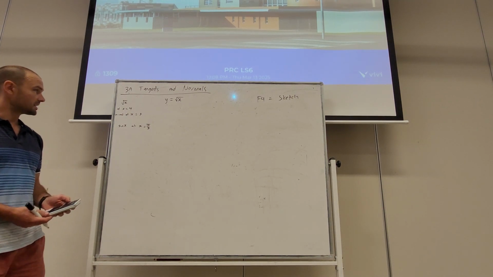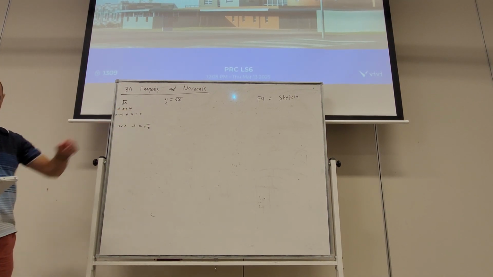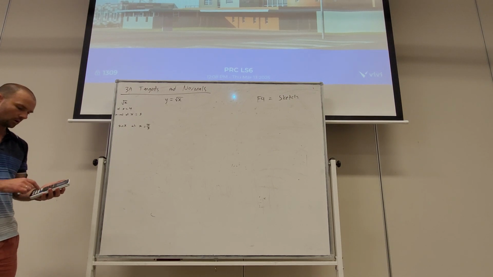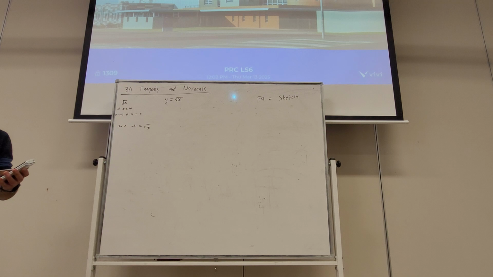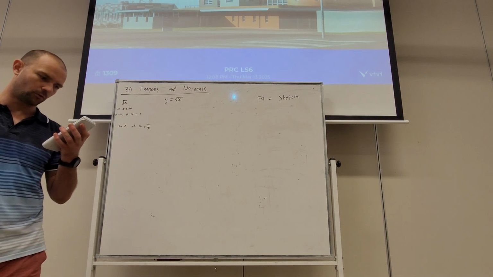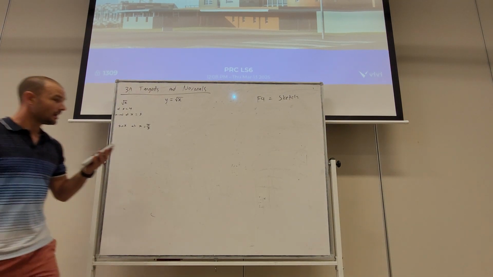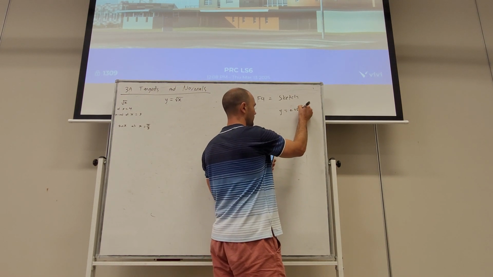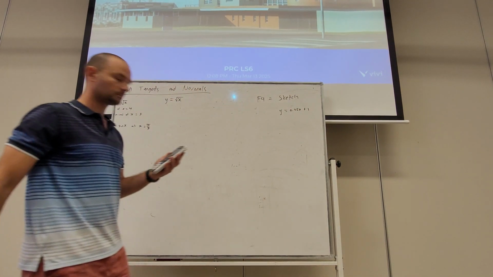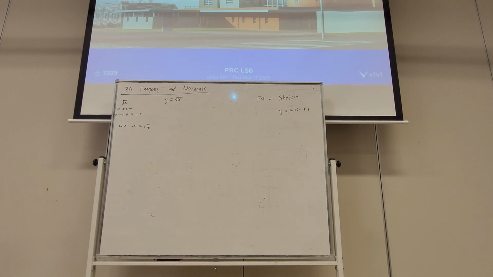We want to draw the tangent when x is 4. So we're going to press the number 4 and execute, and it will find the equation of the tangent and draw it for us. Mine's in green, and it tells me the equation of the tangent, y equals 0.25x plus 1.